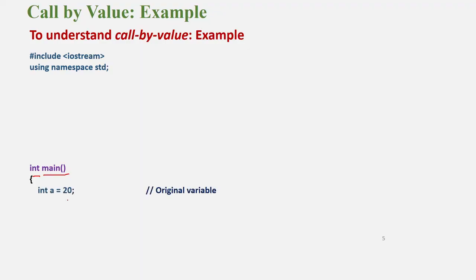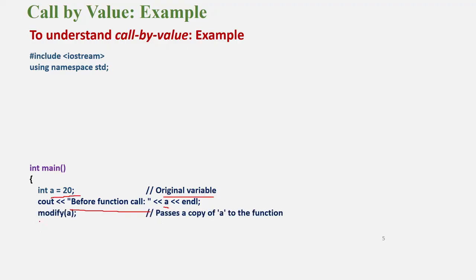Here in main, we are declaring one integer variable a, initialized to 20. We can call it the original variable, defined in the main function. Now in cout we are displaying one message: before function call, what will be the value of a. That will just display the value of a on the console.